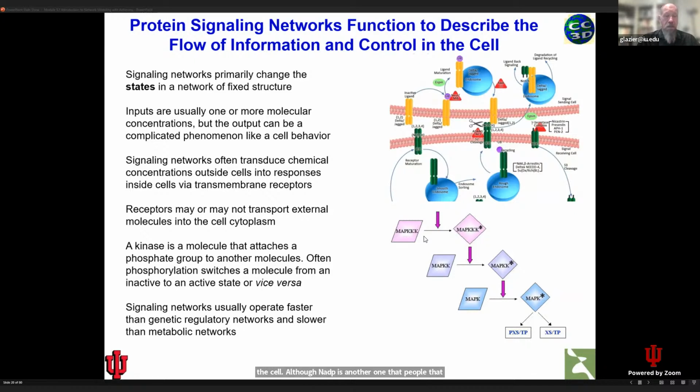But a lot of signaling and state transitions in cells are determined by whether phosphate groups are attached to particular proteins or not. And usually a phosphorylated protein is indicated with a star on it. And a kinase is a molecule that attaches a phosphate group to another molecule. A phosphatase is a molecule that takes a phosphate group off of another molecule.